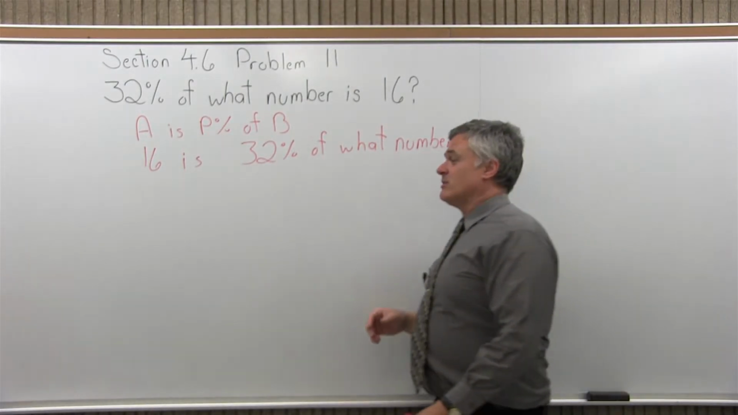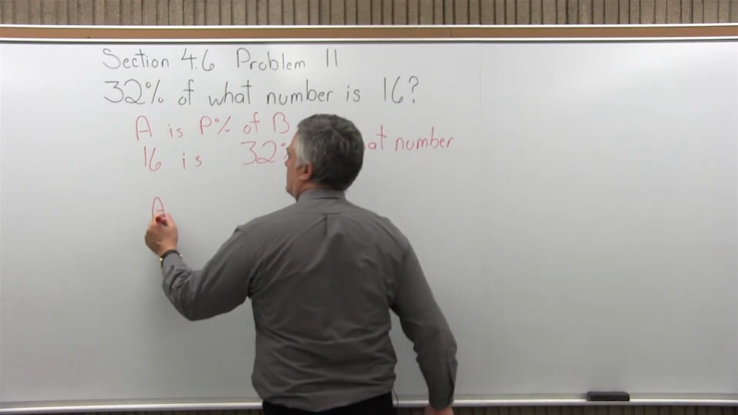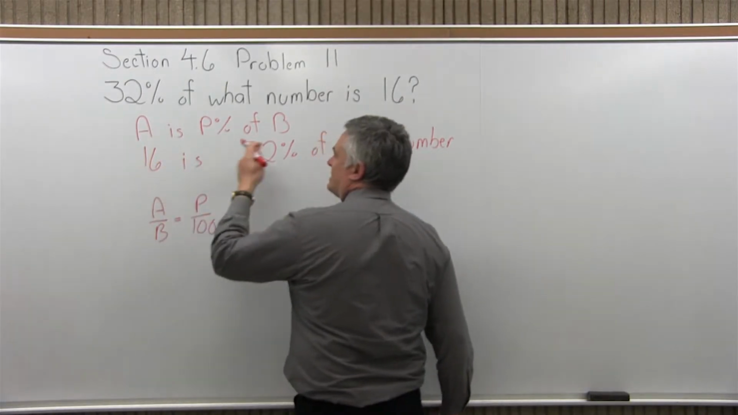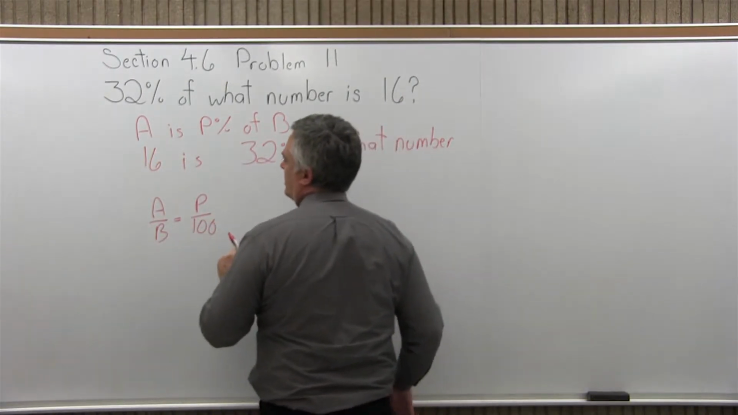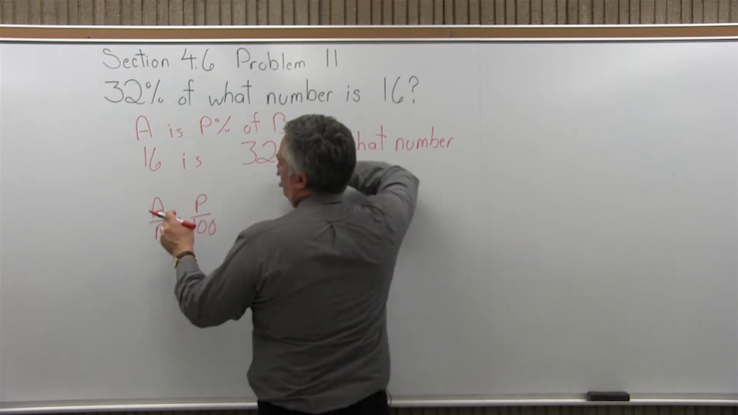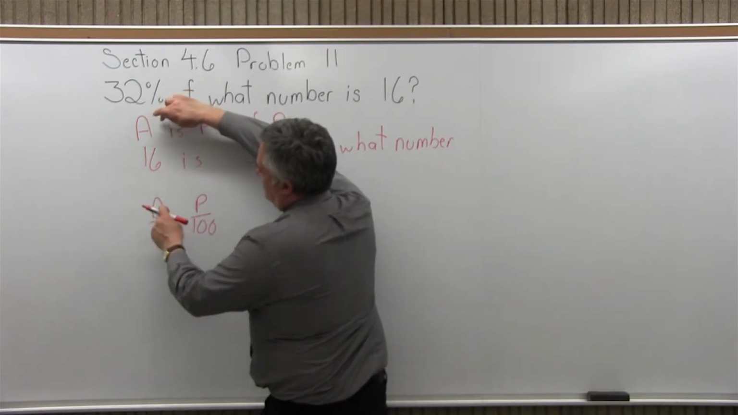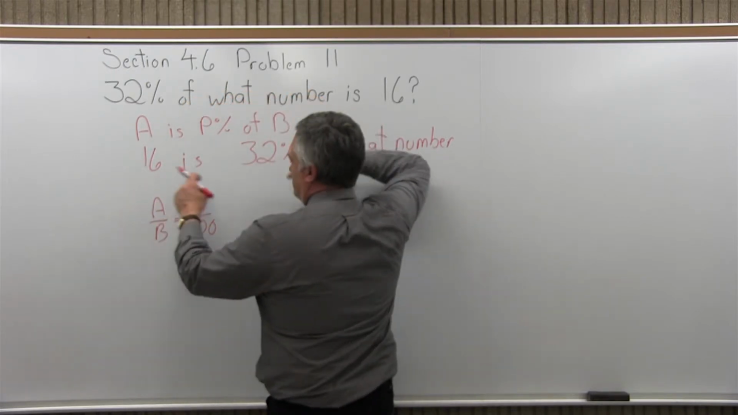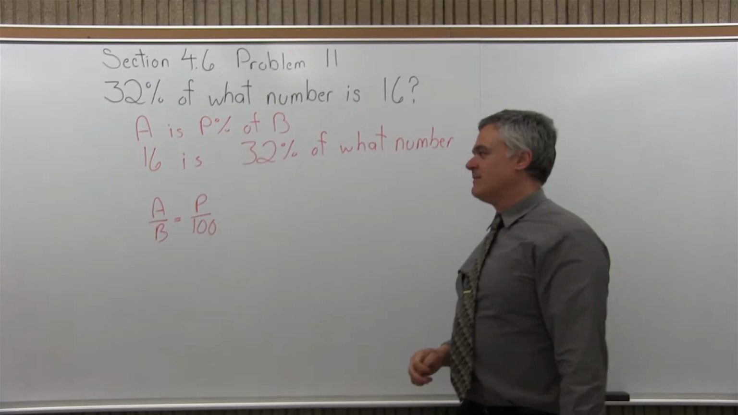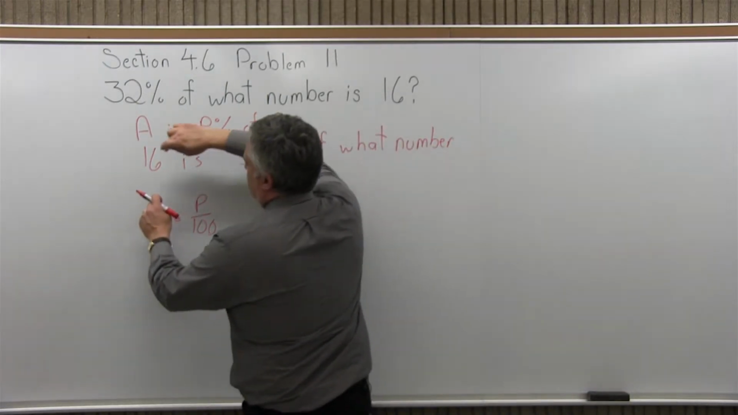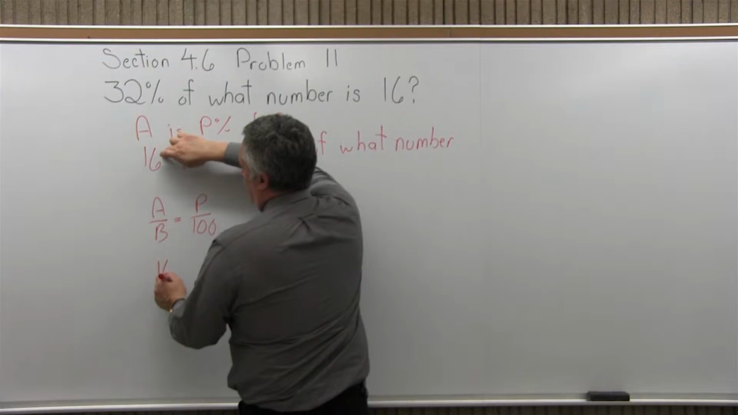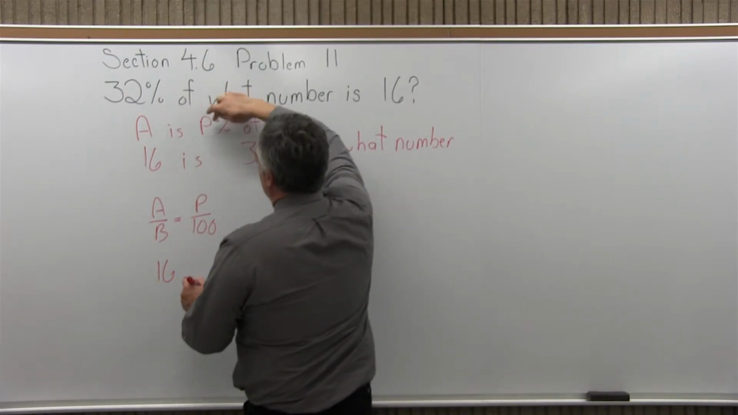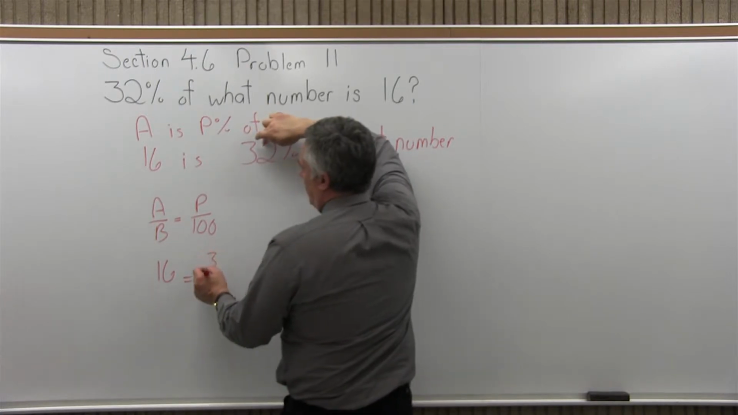Now we can use the trick that we've been using, which is the equation A over B equals P over 100. It has to be in this form to use that formula. As I fill it in, you just go around the circle. A is P% of B. So the first thing listed is the 16. That's the A. Is will be the equals P%. So 32 is the P.